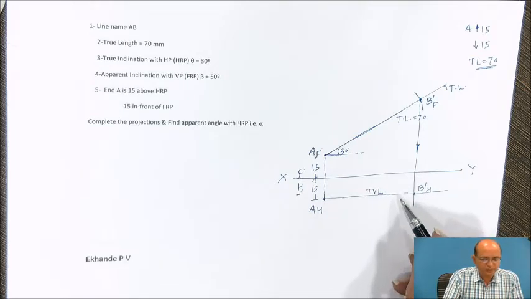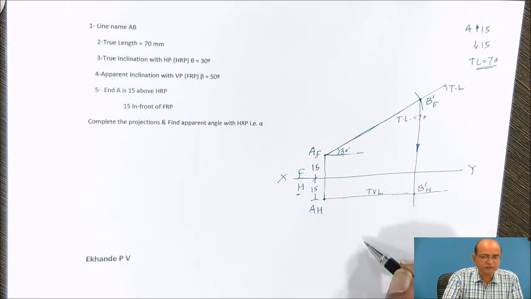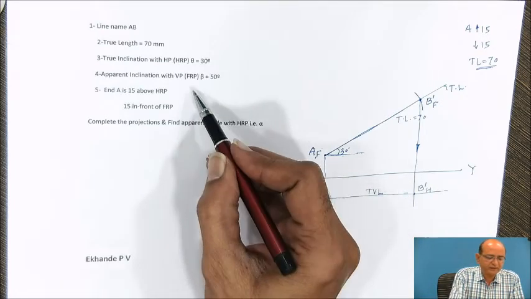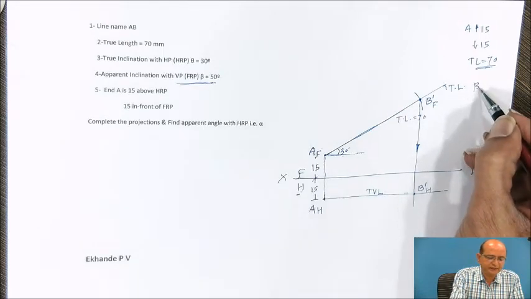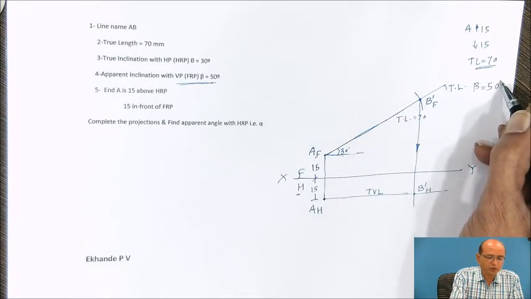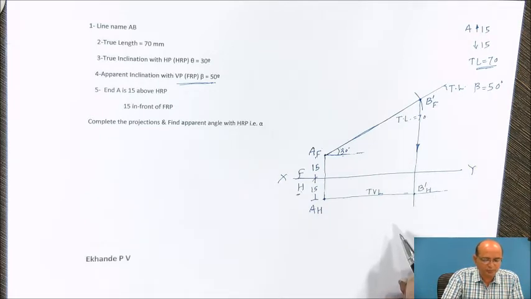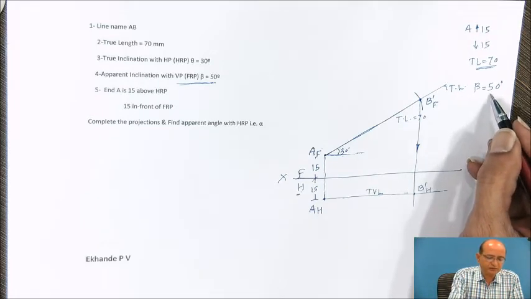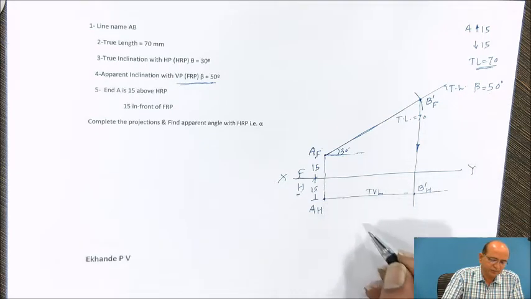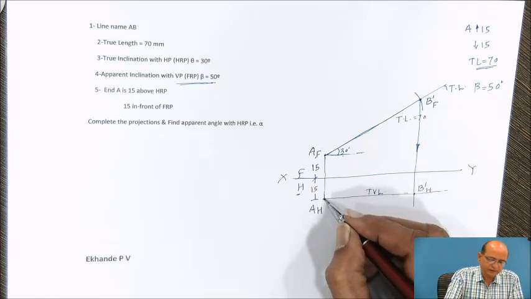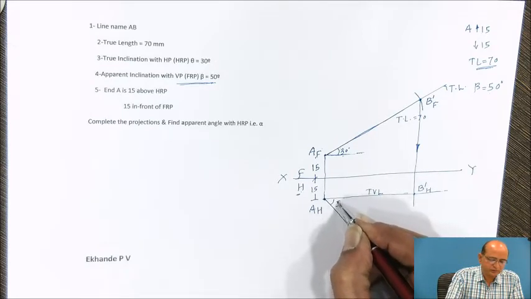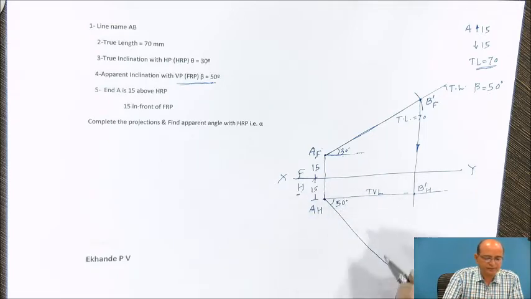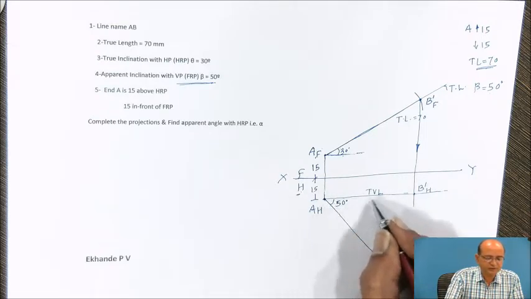Now this top view length we are going to mark on the projection line, and for that purpose we have been given the apparent inclination of the line as beta, 50 degrees. So on this line we will get the position of the top view. First we will complete the line at 50 degrees angle from AH, with respect to this horizontal line.